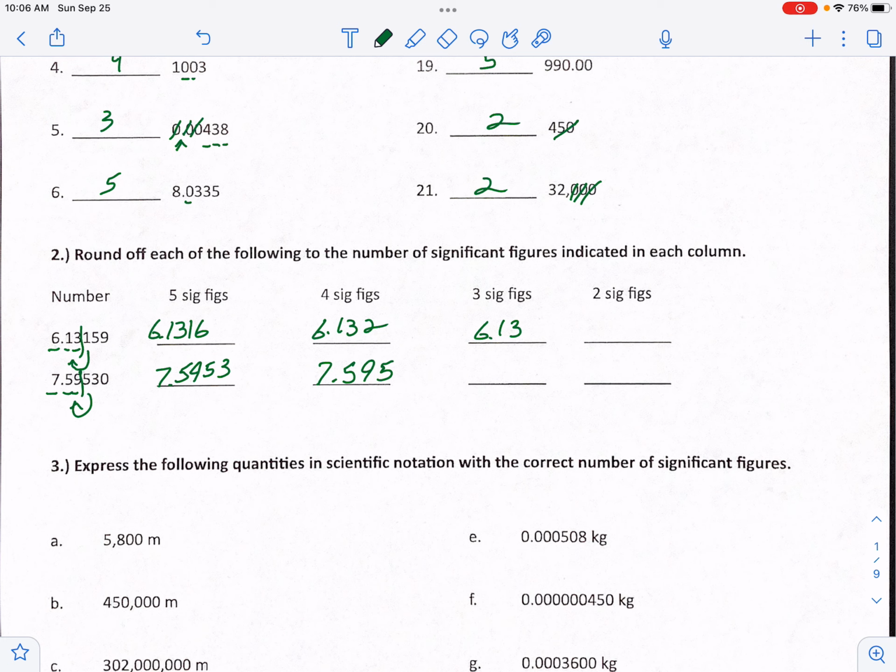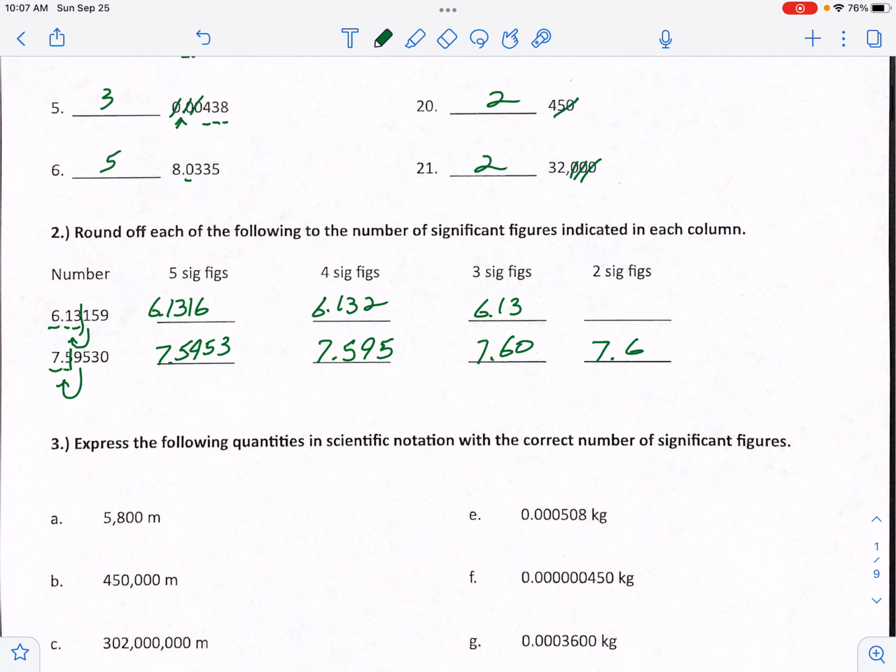So I do need to keep that 0 because I need 3 sig figs. So I'm going to put 7.60. Okay. And then 2 sig figs. We'll just finish this one up just so you can see the 2 sig figs. Okay. I'm going to count 1, 2, draw my line. That 9 is going to tell me to round that 5 up. So it would just be 7.6. Okay. So that was the rounding section.